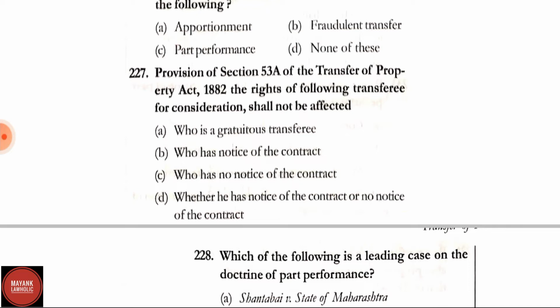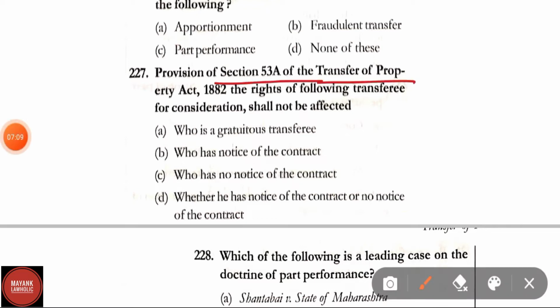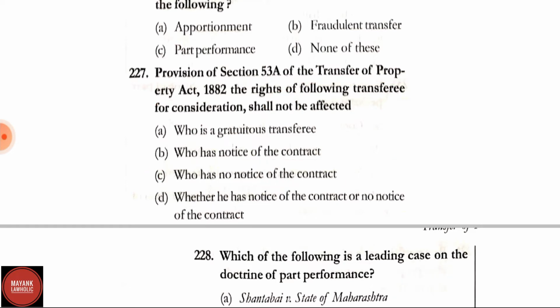Question number 227. Provision of section 53 of Transfer of Property Act. The rights of the following transferee for consideration shall not be affected. Options are who is a gratuitous transferee, who has notice of the contract, who has no notice of the contract, whether he has notice of the contract or no notice of the contract. Correct answer is option C, who has no notice of the contract.